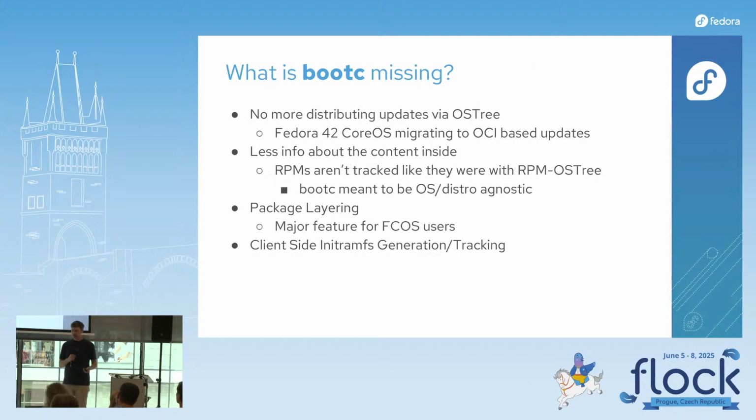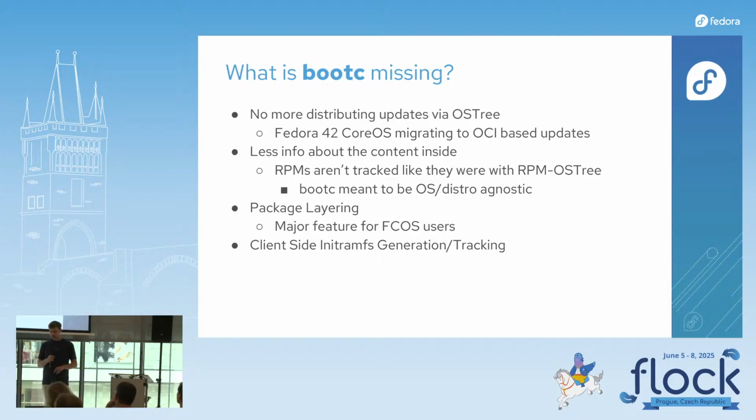Okay, so what is bootc missing? As I mentioned earlier, we're moving to OCI-based updates because bootc doesn't understand an OS tree repository for an update scheme. So there's no more distributing updates via OS tree. We're already migrating away from OS tree for updates. There's also less info about the content inside of a build for bootc. So RPMs aren't tracked like they were with rpm-ostree. And that's partially because bootc is meant to be OS/distro agnostic. So you could build a Debian bootc image, etc.